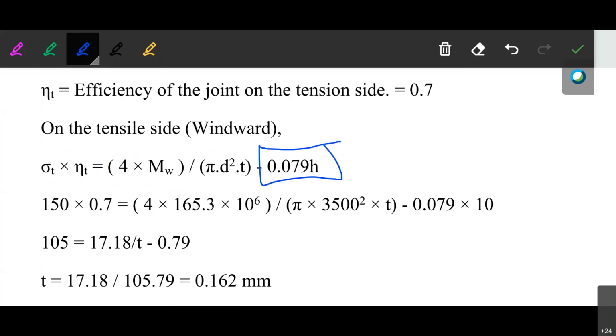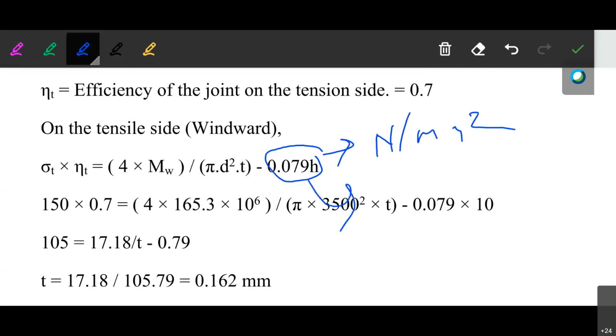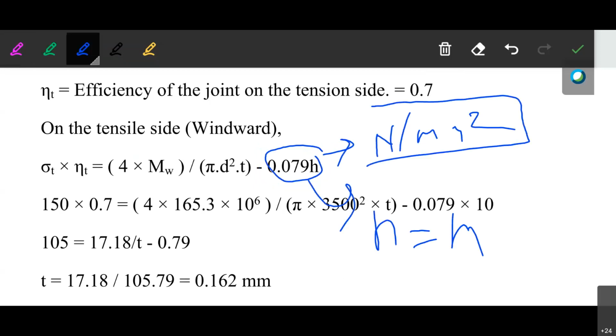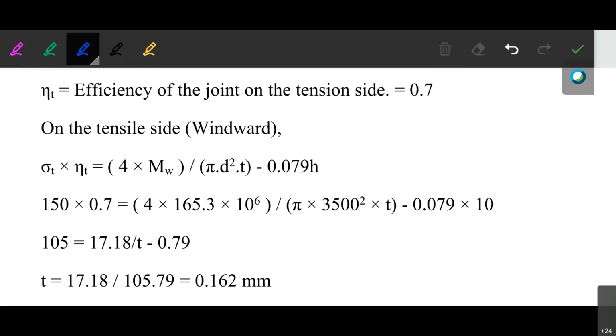Here there is an important factor: the value 0.0798 is in Newton per mm square when we put the value of h in meter. Therefore here h will be put in meter. The value of h, which is 10 meter, will be put in meter, not mm.